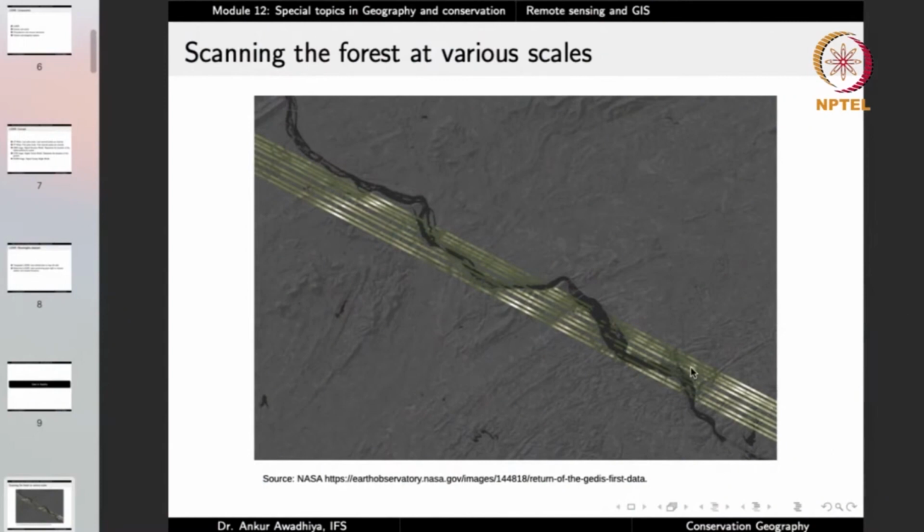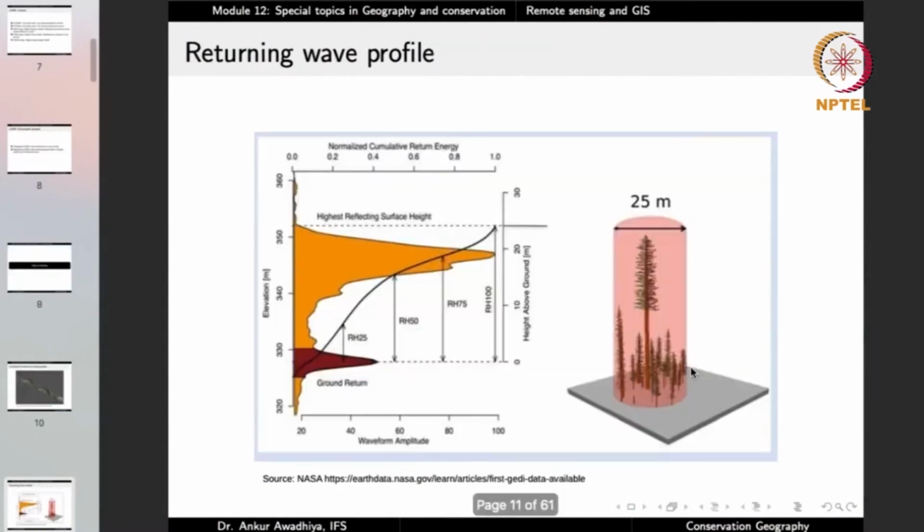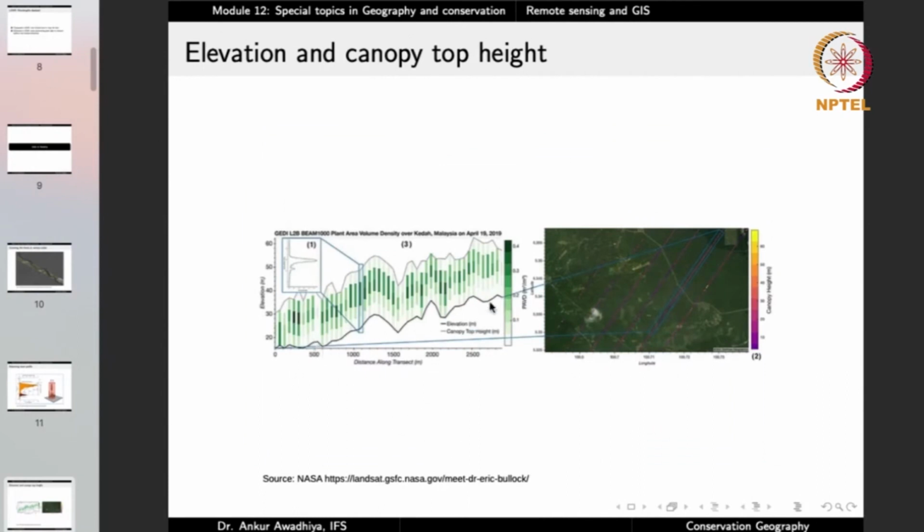So this is how the scanning happens. So these are different points at which the readings are taken, and if you have a tree, then you will have a ground return which is happening here, and you will have a highest reflecting surface height which will be given by the top of the canopy. And this curve is telling us that at different elevations we are getting a different amount of return of the energy. And with these we can draw these two surfaces. We can draw the terrain surface and we can draw the elevation surface, and the difference between both of these will give us the height of the canopy.